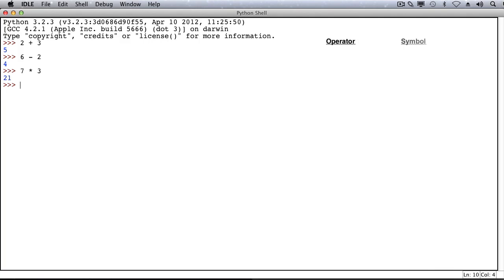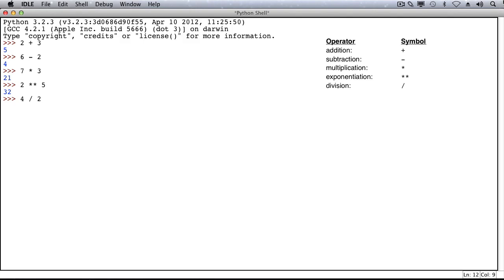So far, we've seen three operators: addition, subtraction, and multiplication. Another operation is exponentiation, and we read this expression as 2 to the power of 5. Next, let's take 4 and divide it by 2.